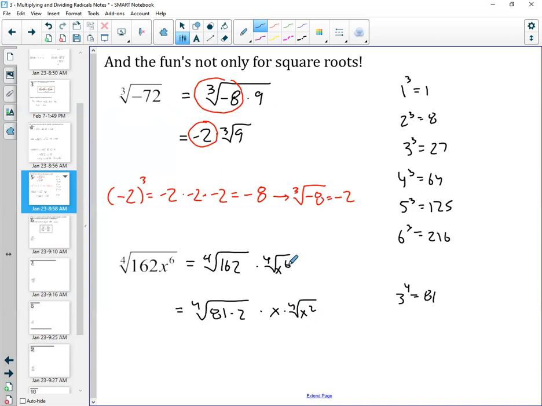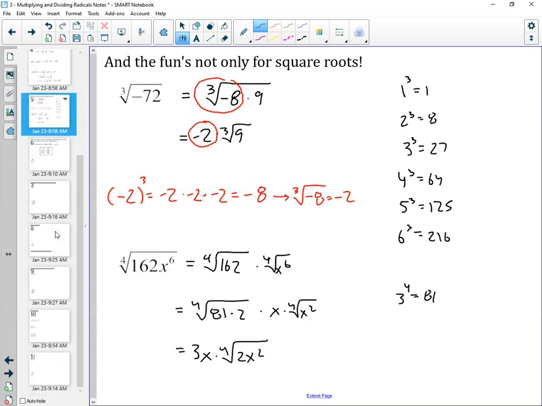So we want to think about what the 4th root of x to the 6th actually represents, how many x's there are in here, and realize that I can take out 4 of them, because that's a 4. The 4th root of 81, if 3 to the 4th is 81, then the 4th root of 81 must be 3. And there's an x. The things that are left in the radical are 2x squared. So that's how you simplify this guy. That's the product rule.